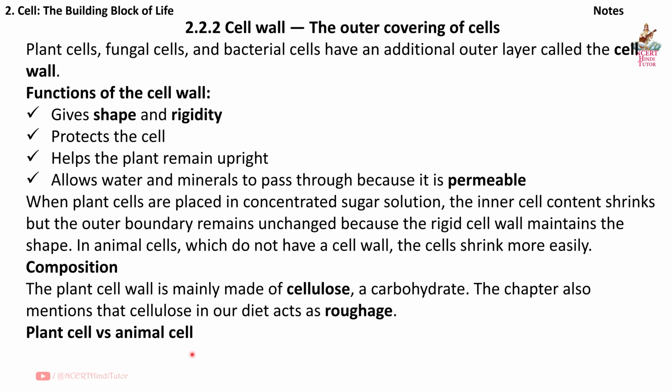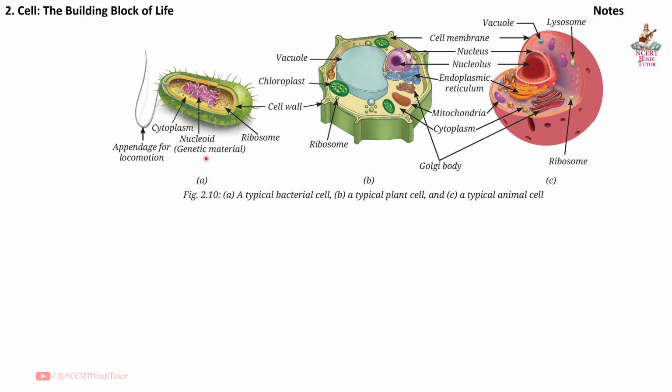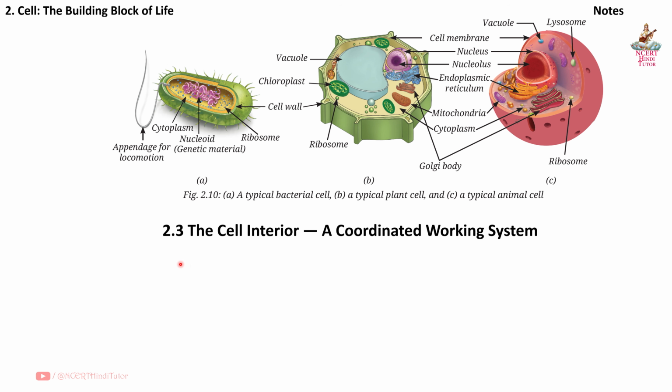Plant cell versus animal cell. Plant cells: fixed shape, rigid, have a cell wall. Animal cells: flexible, no cell wall, can change shape easily. So friends, this is a diagram showing A, a typical bacterial cell, B, a typical plant cell, and C, a typical animal cell.